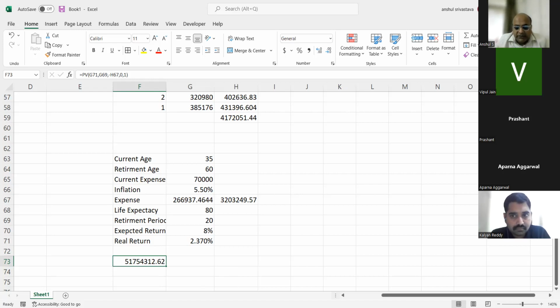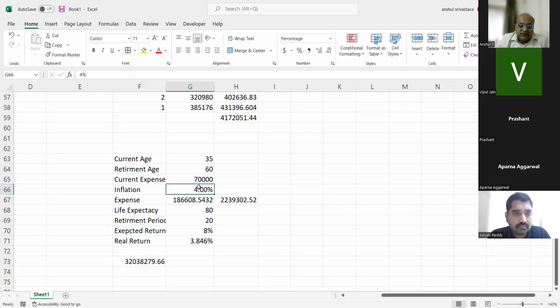Now in this you were saying something, Aparna? Yeah, I was just asking that, right now we've got this corpus with the assumptions of 5.5% inflation and expected return 8%. अच्छा, इसमें तो इसी में change करके we don't need goal seek for this. ये change हो जाएगा. You can change the rate. If I change the rate of inflation to 7%, this amount will increase to this.